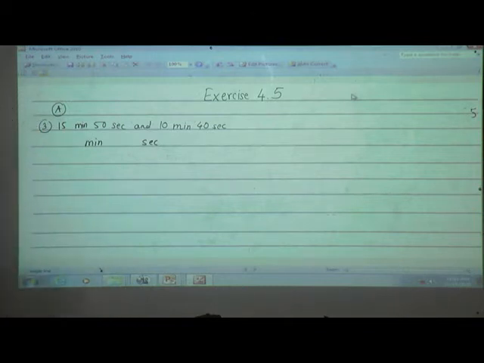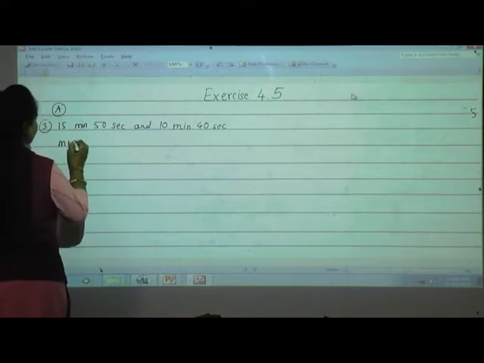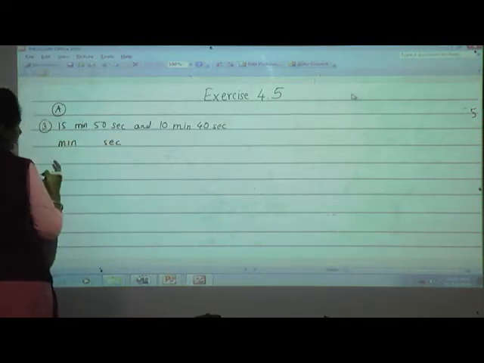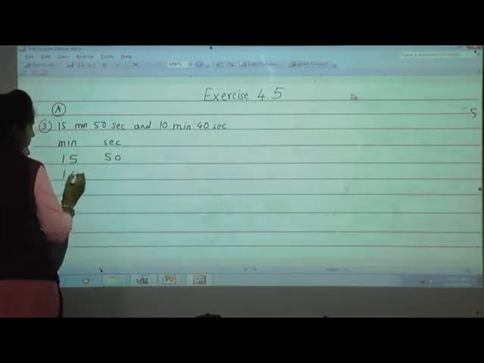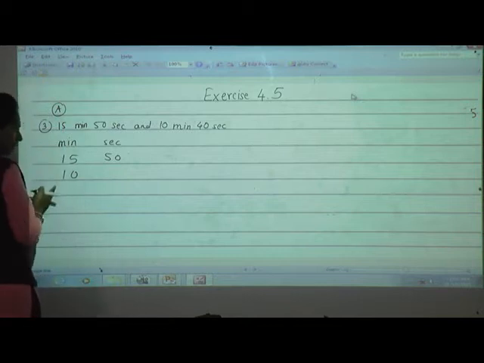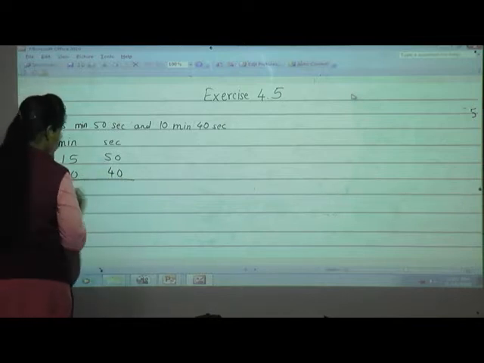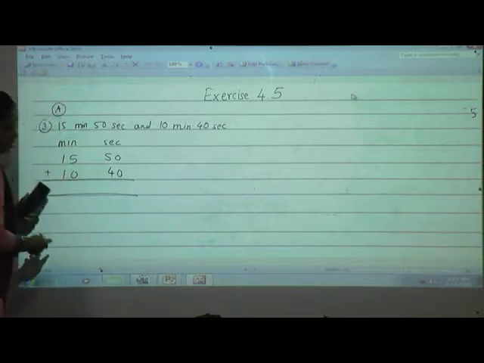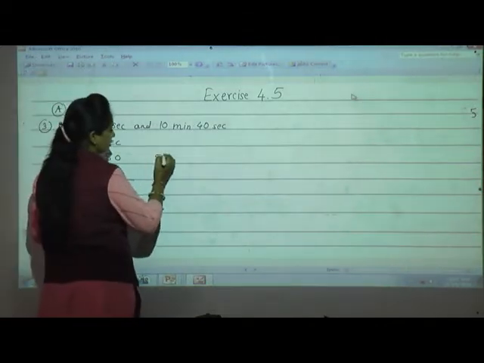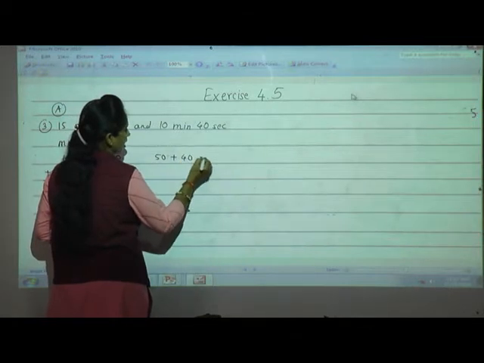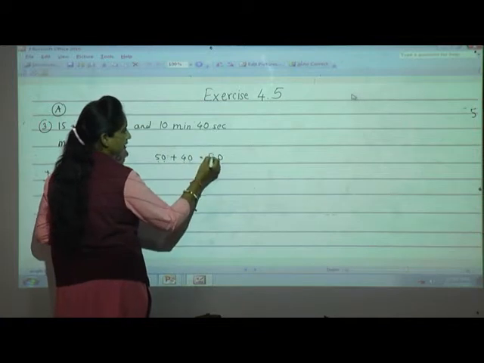See how many minutes there are? 15, and the seconds are 50, and the next one is 10 minutes. Write minutes in the minutes column and seconds in the seconds column and give the addition symbol. Now, students, first you have to add the seconds. Here 50 plus 40. In the 1's place 0 and 0 gives 0. In the 10's place 5 plus 4 is 9.